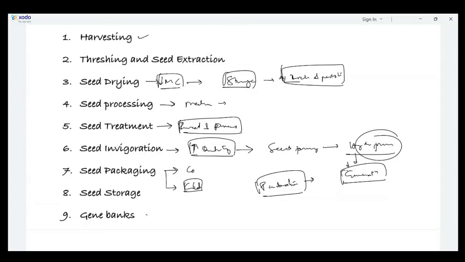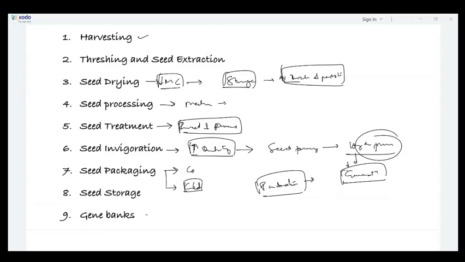Someone was asking about xenia and metaxenia. I hope I have answered this already. Can anyone tell me if you remember what xenia and metaxenia are? Not seed physiology, I guess. I talked about it in the genetics class. I hope you people are attending. I don't know how many of you have attended the genetics class. So what is xenia and metaxenia? You want me to tell it again? Okay, we'll discuss it anyhow later.